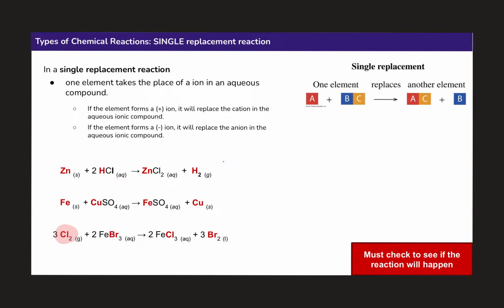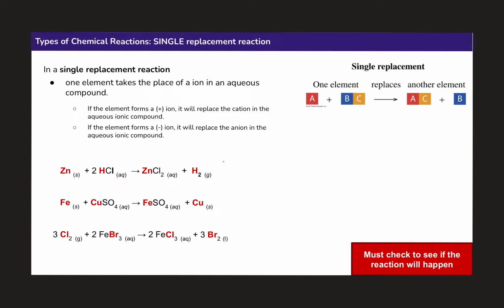So chlorine, when it's an aqueous ion, will be a negative ion. So instead of replacing the positive half of the aqueous compound, it replaces the negative half of the aqueous compound, which are the bromides. Once chlorine replaces the bromide, chlorine is now in the aqueous compound with the iron, and then bromine is the lone element.